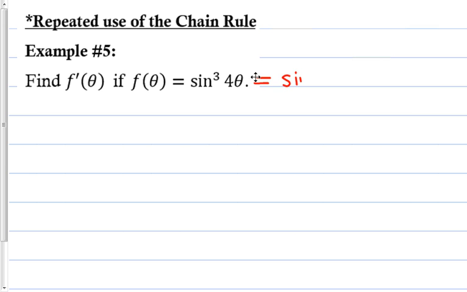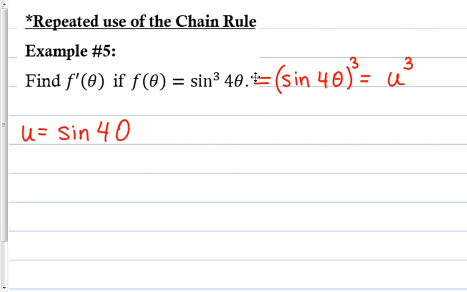So I'm going to rewrite this as sine 4 theta, and then the exponent on the outside, right? So this is going to be u cubed. All right, so u is sine 4 theta. Now that in itself is another chain rule. Eventually, you get used to the trig functions because the derivatives are really easy to do when it's a chain rule, and you won't even have to double up as much. But for now, I'm taking it slow. So this is now going to be sine of v.